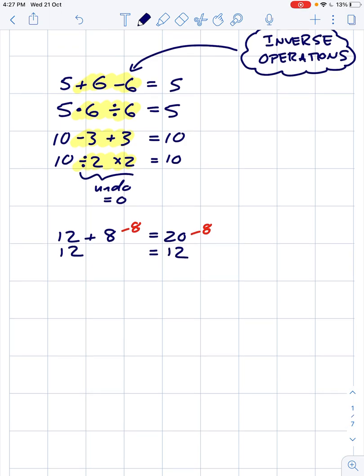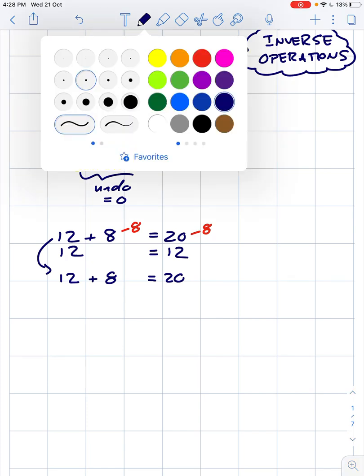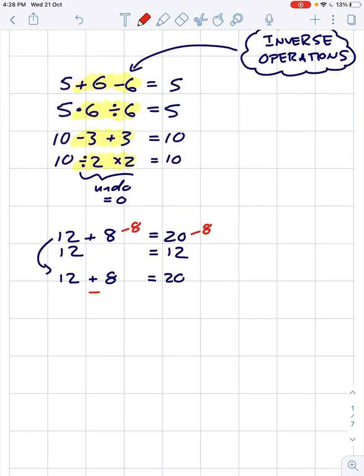So when I write this in algebra, usually I'm not going to write it horizontally like I did right there with the minus 8. I'm going to write it like this. If I have a statement like 12 plus 8 is equal to 20, if I want to take 8 away from both sides, what I'm going to do is just put it underneath. So I'm going to put a minus 8 right there, which cancels those out.